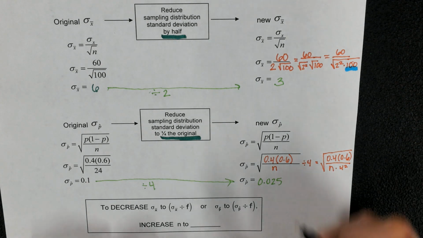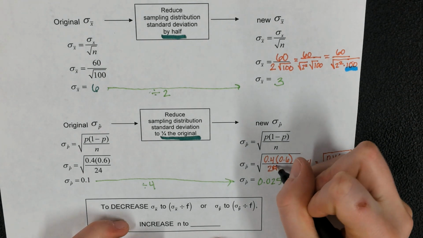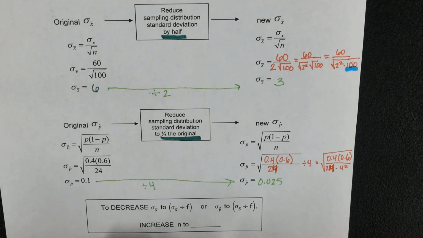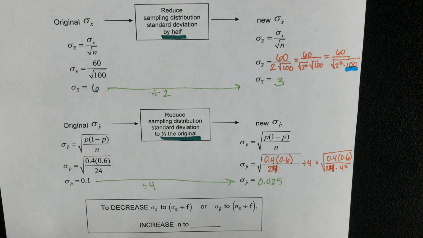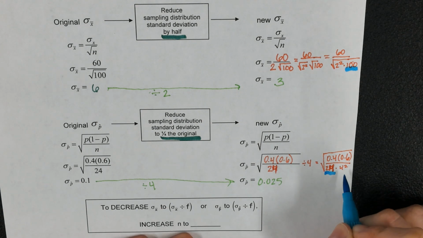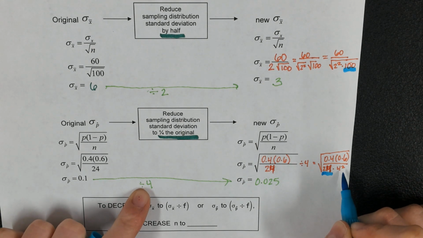Oops, I don't know why I kept n here. This is 24, and this is 24. So again, we see that the sample size ends up getting multiplied by the factor we're trying to reduce, squared.